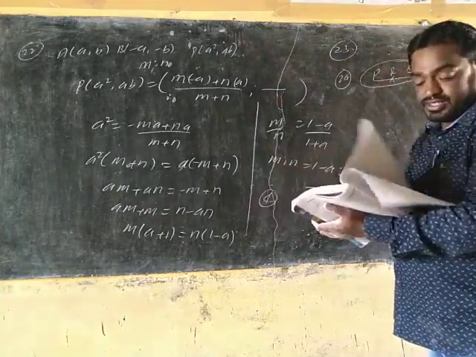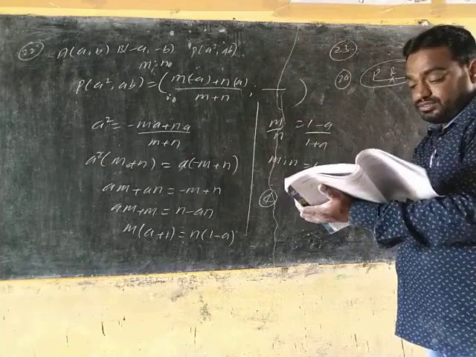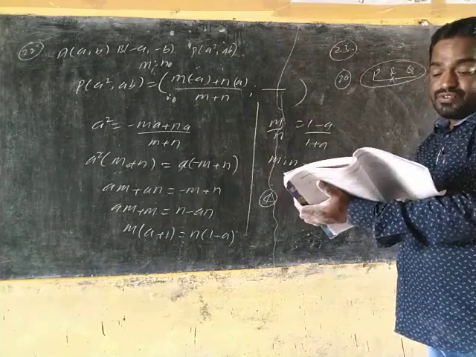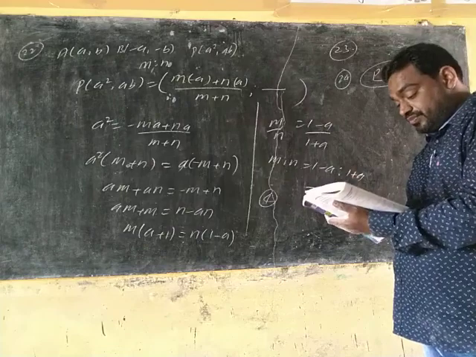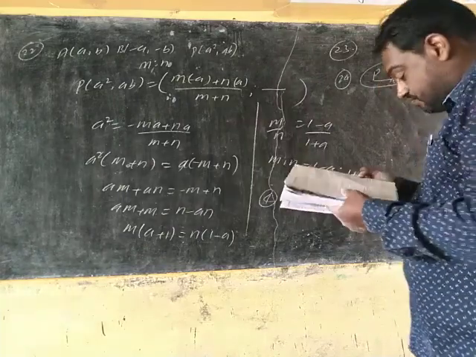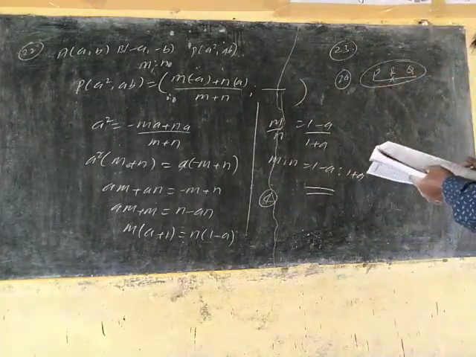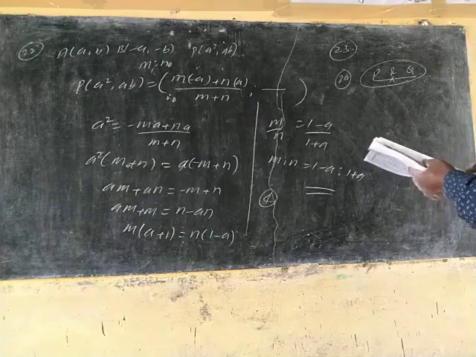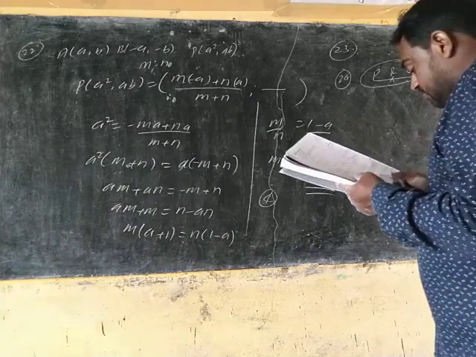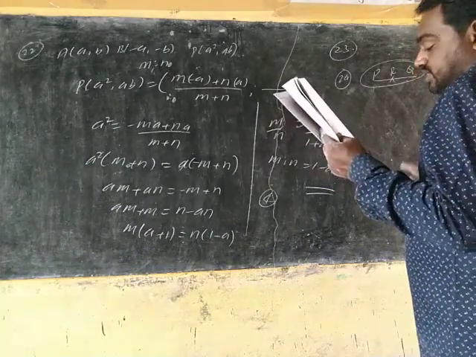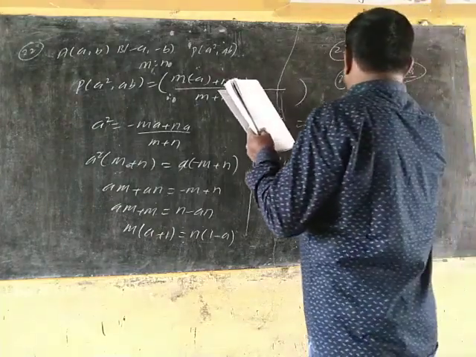Correct answer is, 24th correct answer, option 4 you are getting. Option 4 means minus 3, 2 is the right answer. Option 4, a value is 2, is right. Next, 25th question. This is the last question.